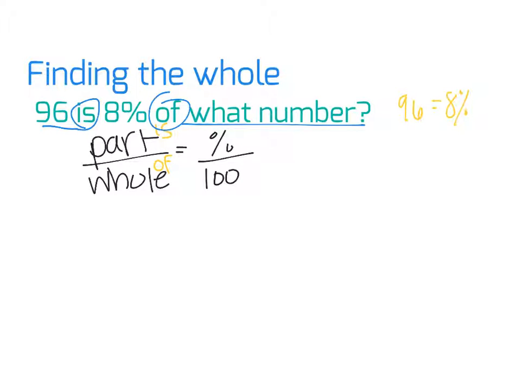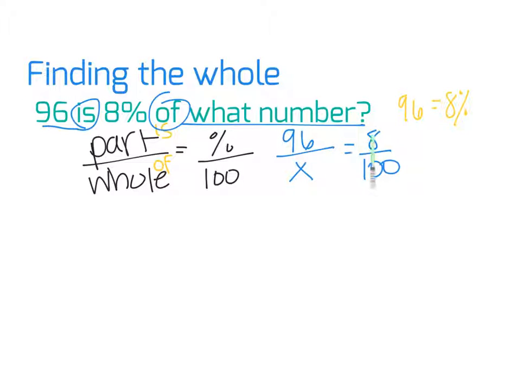So then if I wanted to set up my proportion, I would do 96 over x is going to be equal to 8 over 100, because this 8% as a fraction is going to be 8 over 100. If you want to simplify this before you even solve the problem, that's totally okay. You can 100% do that. Otherwise, from here, you can go ahead and solve it.